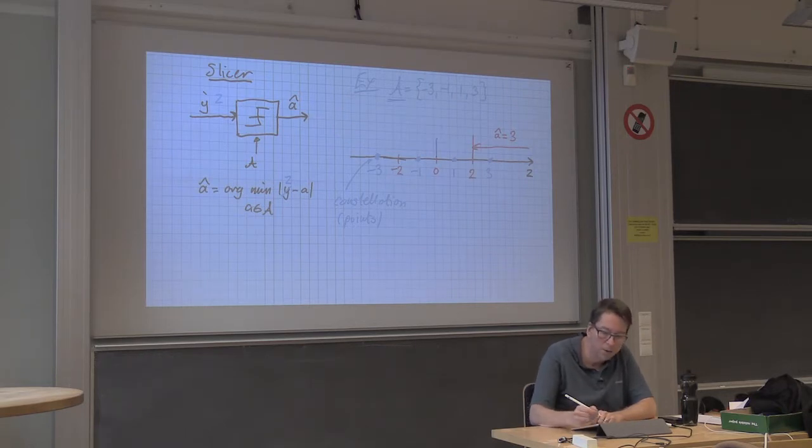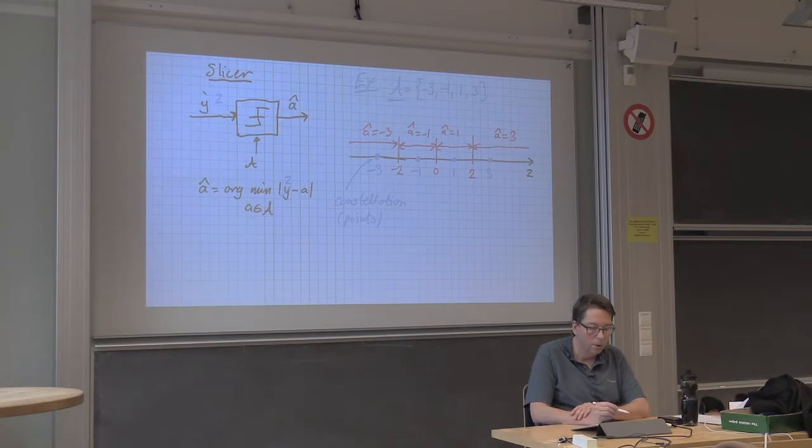All points which are between 0 and 2, what should they be mapped to? 1, exactly. Because all points on the Z-axis in this interval are closer to 1 than to any other signal constellation point. And you see the pattern here now. All the points in between here should be mapped to -1, and all points here should be mapped to -3.